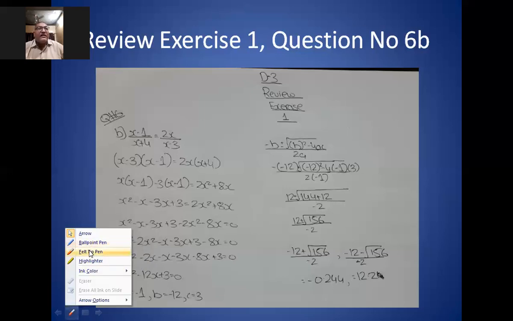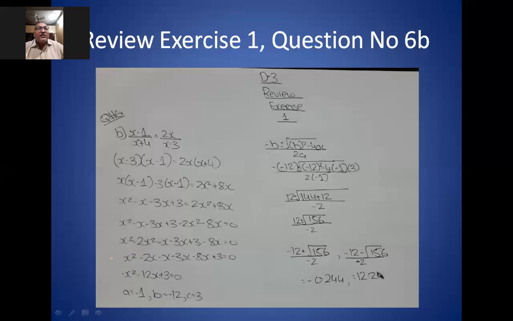Let me write that. It's very important to write the negative sign here because it's negative. Actually, one of my students has prepared this slide, and he wrote the whole thing again. So x squared minus 2x squared minus x minus 3x minus 8x plus 3 equals 0.